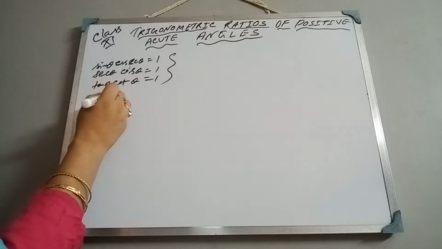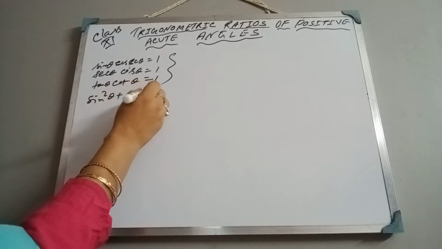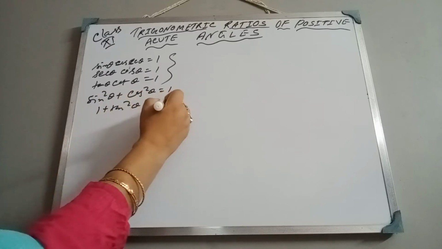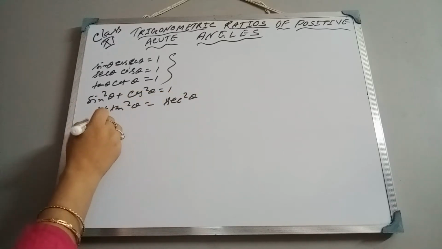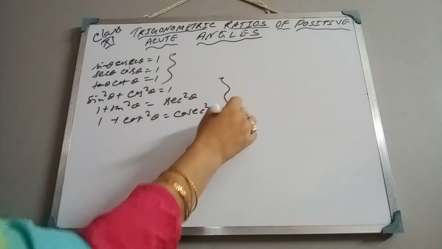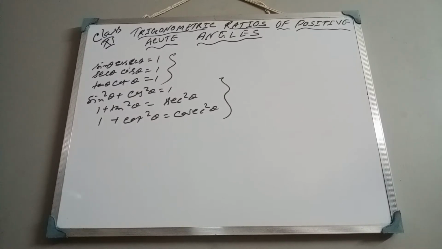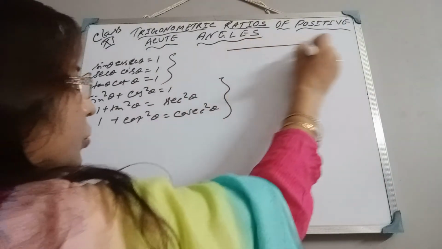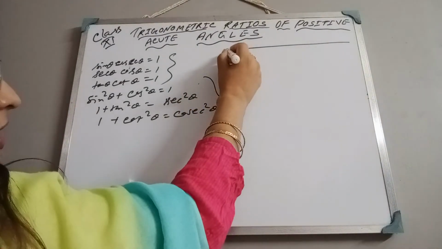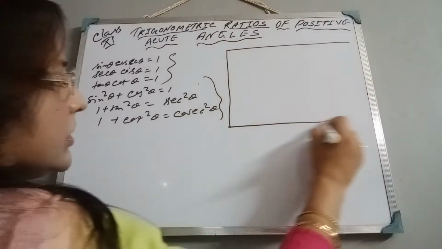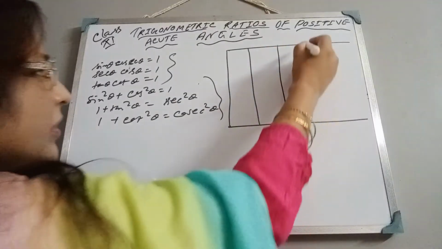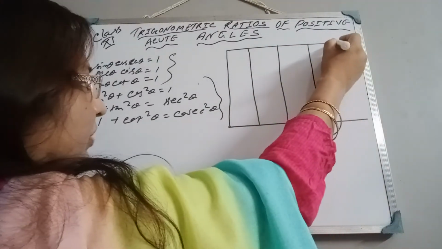And another formula we know that is very important. Sine square theta plus cos square theta equals 1. 1 plus tan square theta equals sec square theta. 1 plus cot square theta is equal to cosec square theta. These also we know. And the other things are the values, not the formulas. These are the formulas. And these are the trigonometric ratios of some specific angles, that means values.